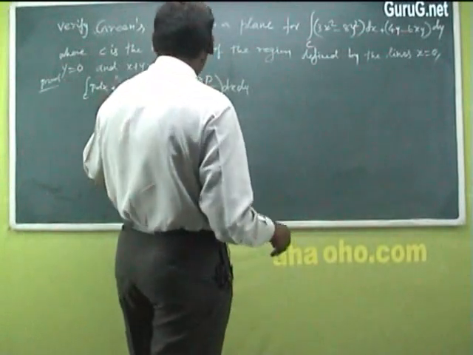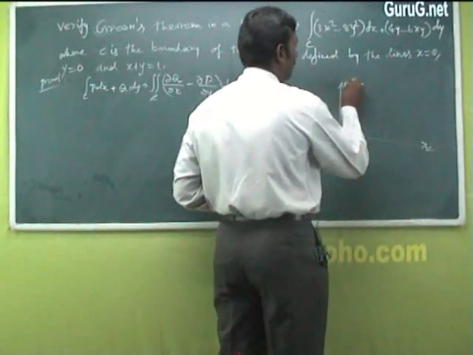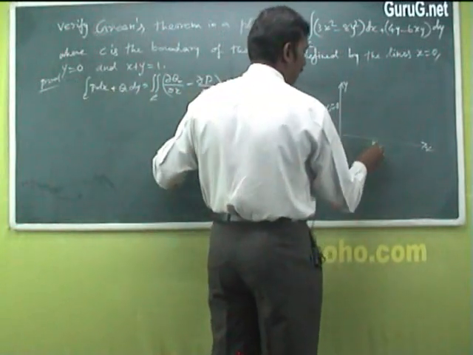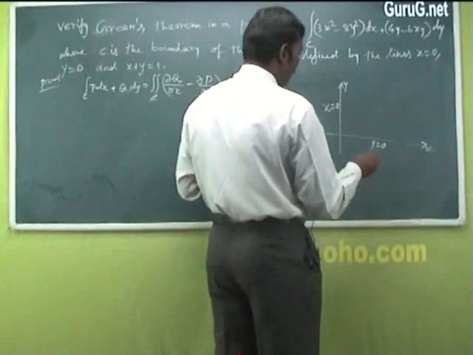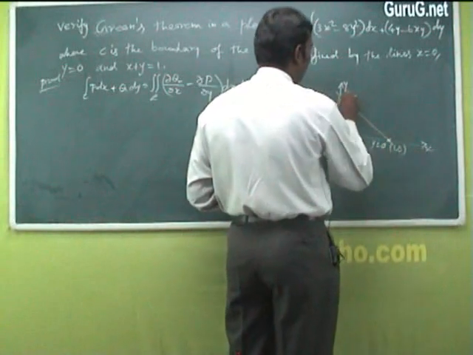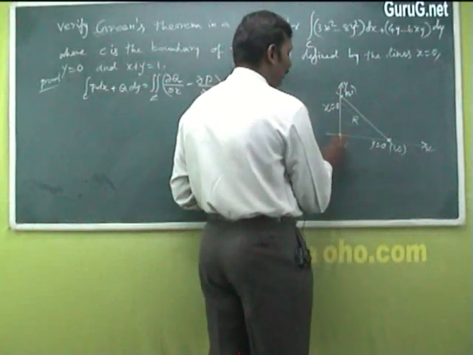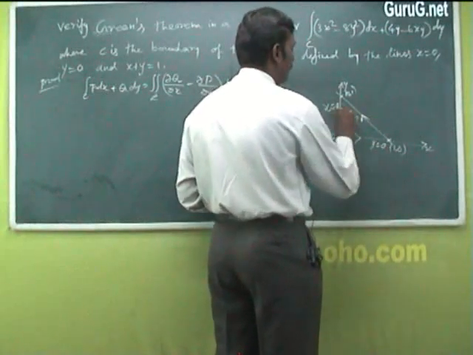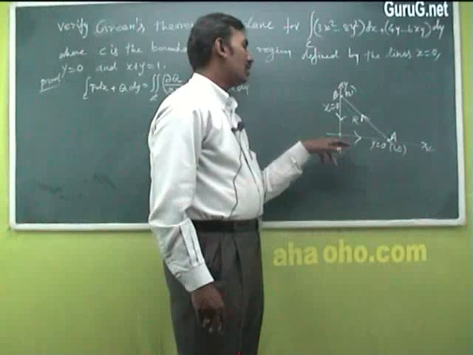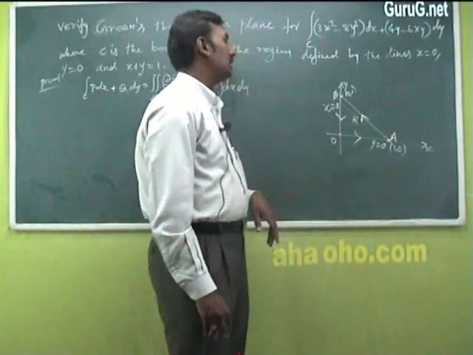Now c is the boundary of these lines. So this is the x-axis and this is the y-axis. So x equal to 0 is the y-axis, and y equal to 0 is the x-axis, and x plus y equal to 1 is a straight line where it cuts the x-axis and y-axis at 1, 0 and 0, 1. So this is the region R, and the boundary of it is C. So take it as O, A, B, O. So that is C, and C is in the anti-clockwise direction.